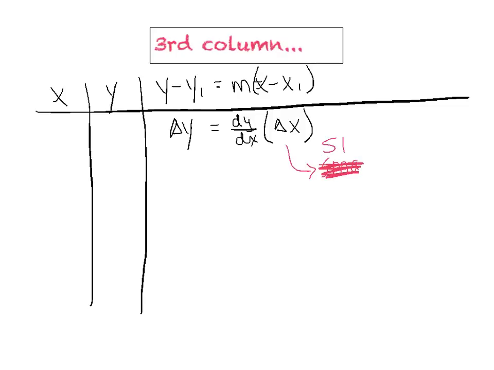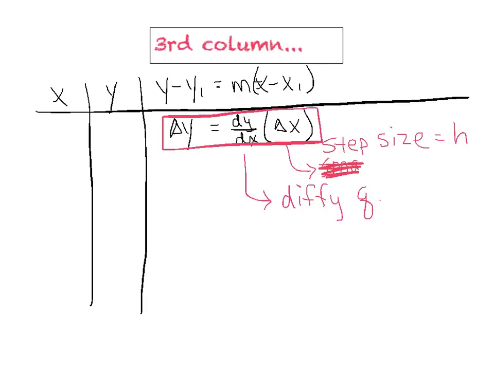That change in x is our step size, and a lot of times we'll use the letter h to represent step size. And then, of course, dy dx is your diffy Q, which represents the slope at any particular moment. So if you have any trouble memorizing what goes in that third column, just tell yourself, start with a tangent line and then clean it up with slightly different notation.